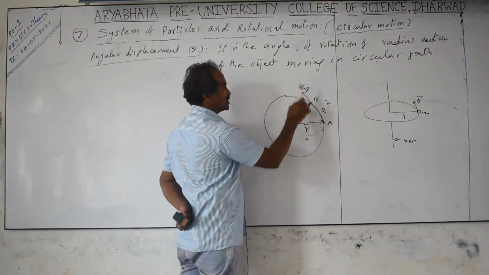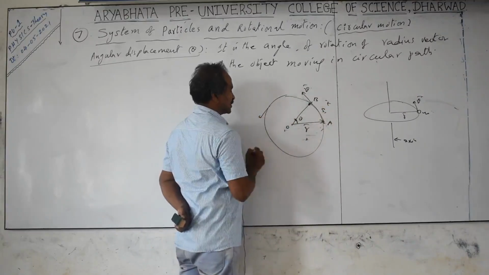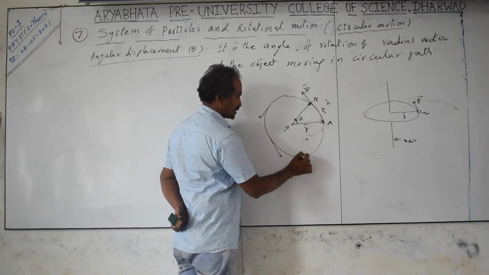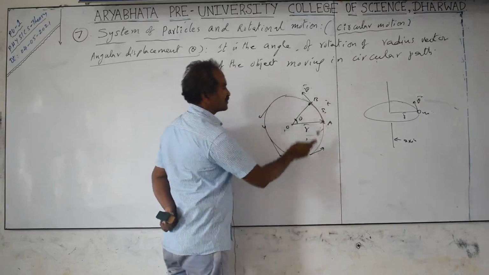So the direction keeps on changing. When the particle is here, the tangent is in this direction. Afterwards, the particle is here, tangent in this direction. Particle is here, tangent in this direction. In the direction of rotation, you take the arrow mark. So the velocity direction keeps on changing.